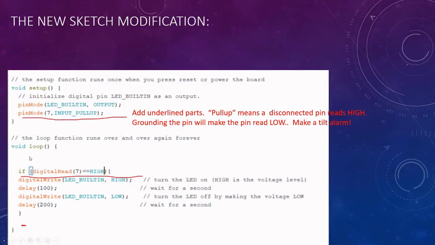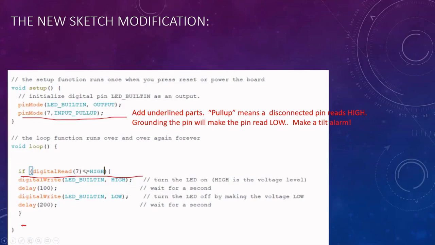Then, in the void loop, I just took exactly the code that was there and I wrapped it with an if statement. So the very first line is if pin 7 reads high, then do all this other stuff. The syntax is pretty simple, just the word if, an open regular parenthesis. Digital read and write are easy to remember, just a capital R for digital read. Then in parentheses, which pin do you want to read?